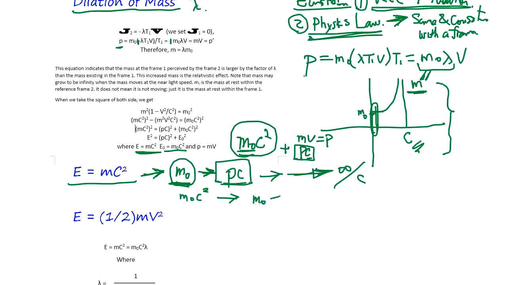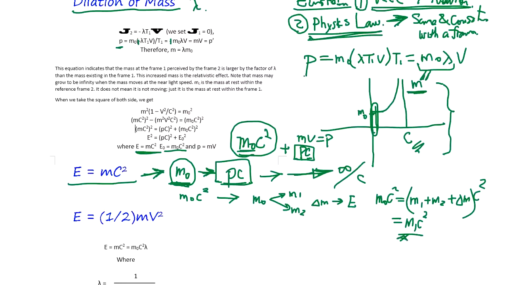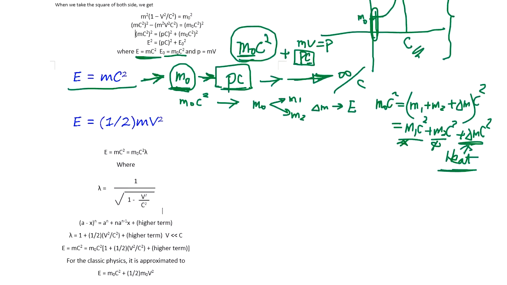So m0 we split into m1 and m2, then some mass is lost and converted to energy. So m0 c squared becomes m1 c squared plus m2 c squared plus delta m c squared, where m1 c squared is the rest energy of one atom plus m2 of a different atom, plus delta m c squared, and that's going to be the heat. That's nuclear energy.